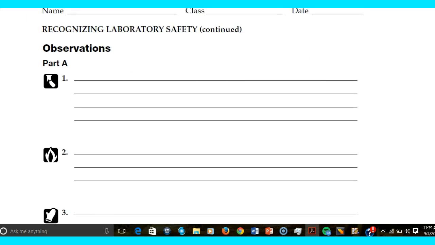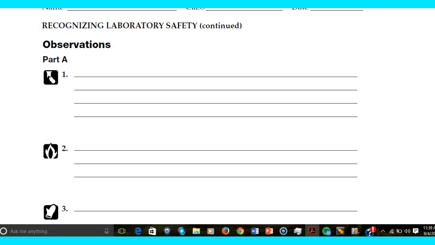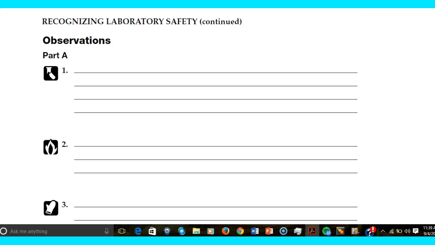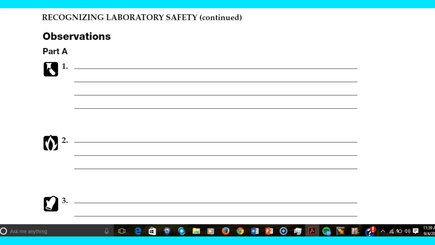Recognizing safety continued. Observations, Part A. Please fill in each photograph with a full sentence of what you see and what these symbols stand for.